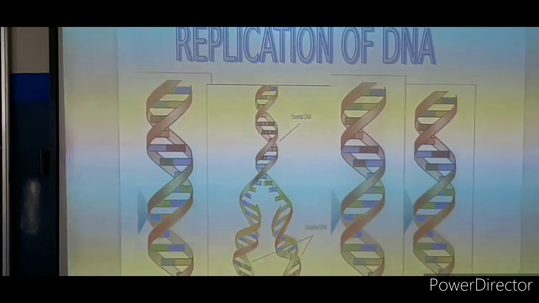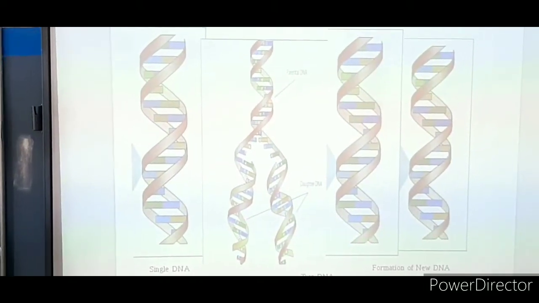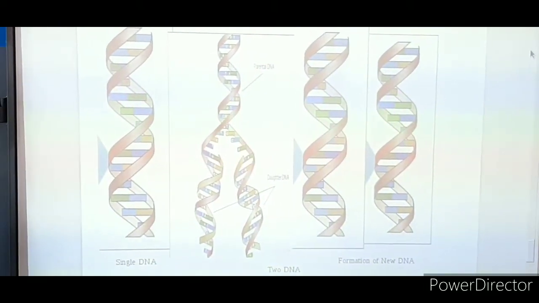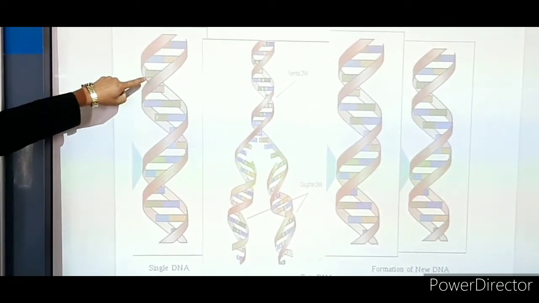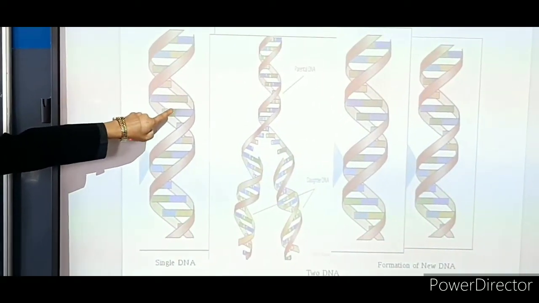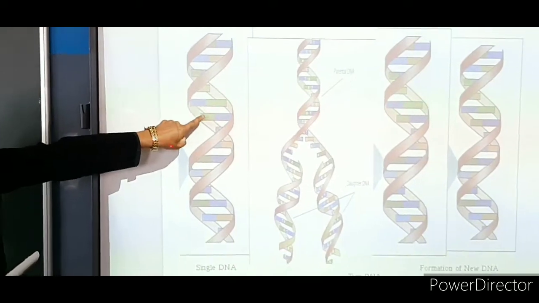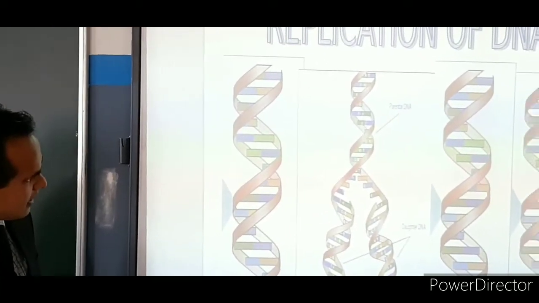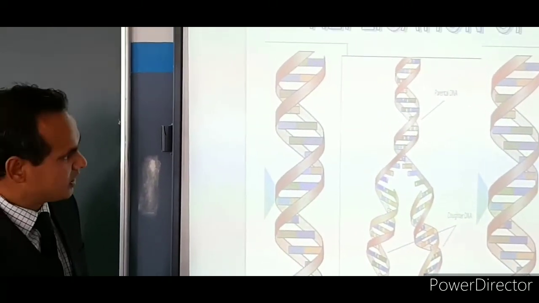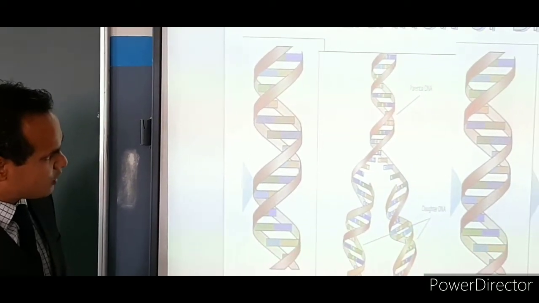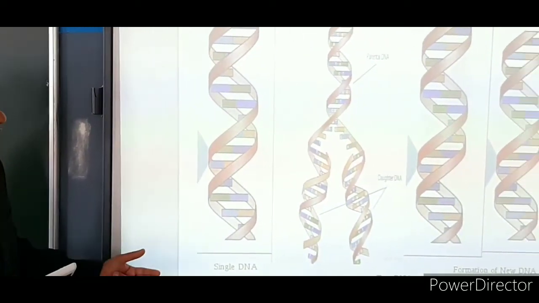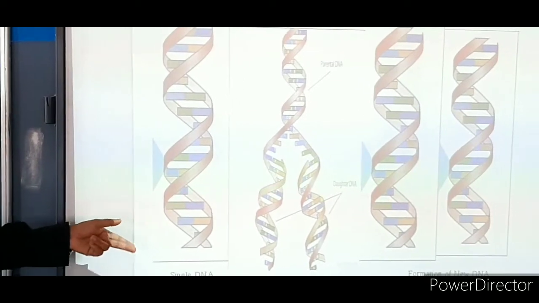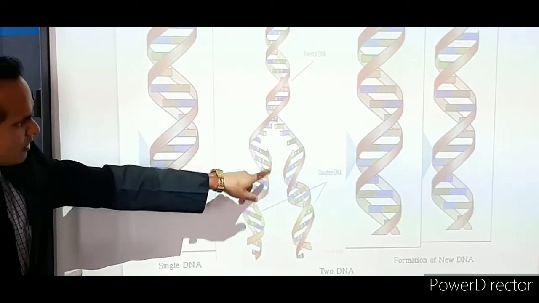We have already discussed that in detail. Now, if you look at the rungs of this DNA, or the rungs of this ladder, these rungs are made up of nitrogen bases. In between the nitrogen bases we find the hydrogen bond. As I already told you in this class, these hydrogen bonds are weak bonds.